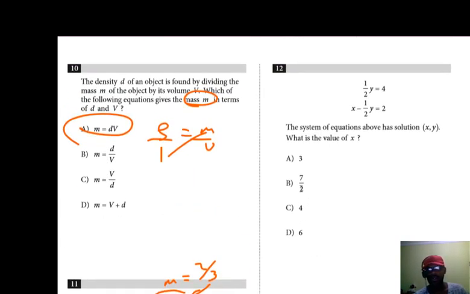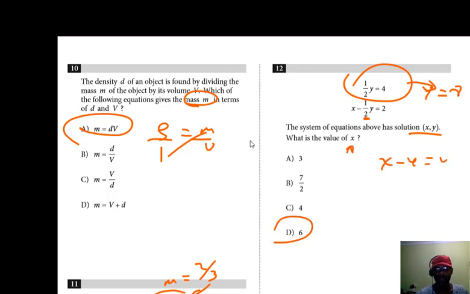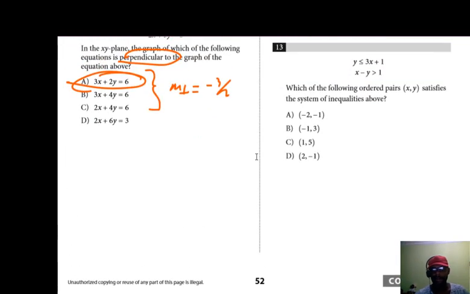The system of equations above. Okay, so you are asked to find only x. Okay, therefore we need to eliminate y. Y in this case is 8 from this. So half of 8 is 4. X minus 4 is 2, so x is 6. Okay. Alright, so which of the following satisfies the system requires?